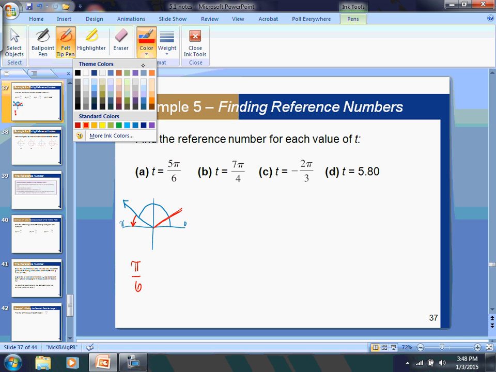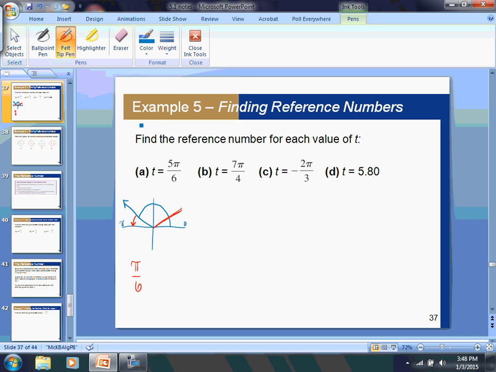Okay, so for part B, same thing. I'm going to draw a little picture of my axes here for my unit circle. Now I'm going every fourth. So that means from 0 to π, they cut it up into fourths. So I've got π/4, 2π/4, 3π/4, 4π/4, which is π. Then 5, 6, 7π/4. So I'm right down here.